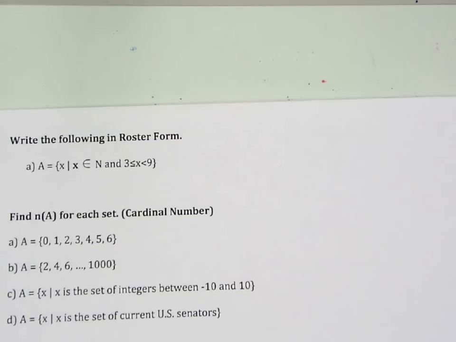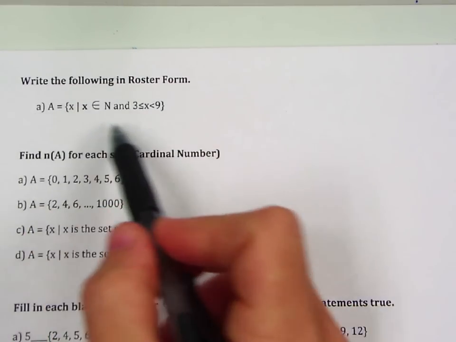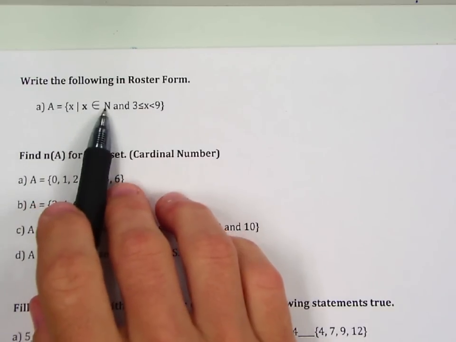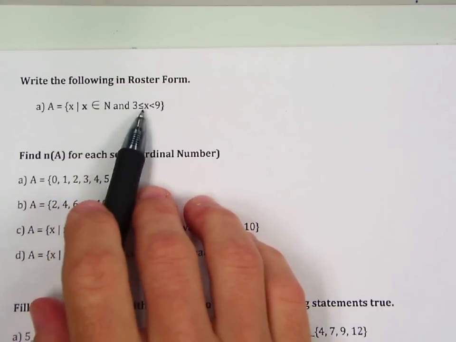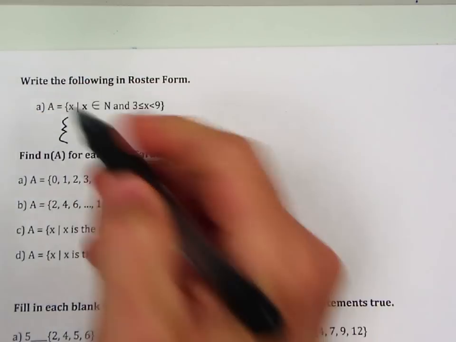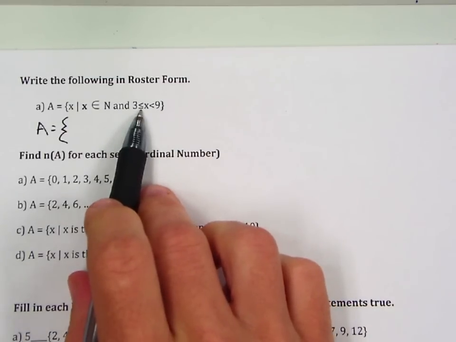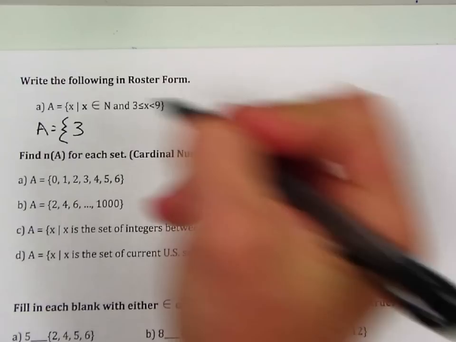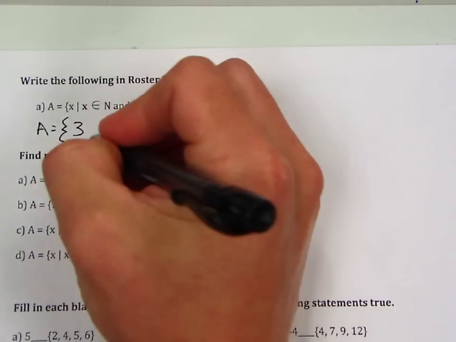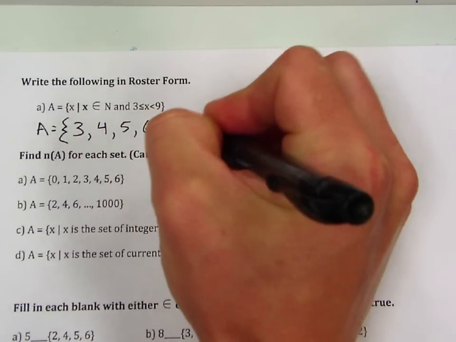All right, moving on. For the next example, it says write the following in roster form. So here we're going to take a set builder notation and translate it backwards into roster form. So we see x is an element of N, so we're only going to write natural numbers, and then we just have to figure out what this inequality means here. Okay, so here's our set A. So x is greater than or equal to 3, meaning we're going to start at 3, and then it's less than 9. So we're going to go up to not including 9. So 3, 4, 5, 6, 7, and 8.